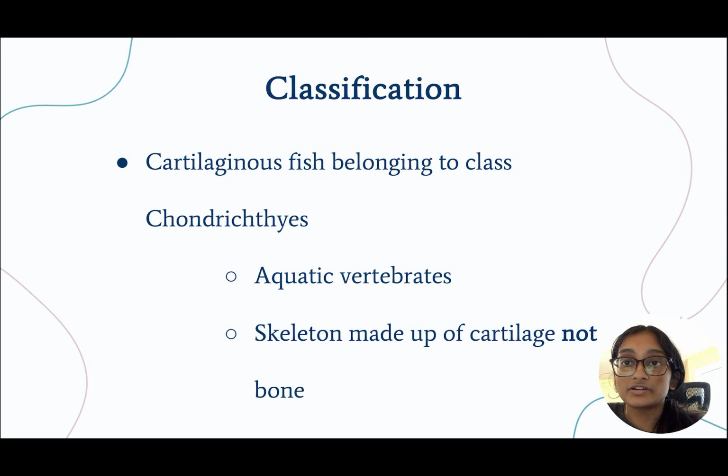Sharks are a type of cartilaginous fish belonging to the class Chondrichthyes. They are known as cartilaginous fish because instead of containing bone in their body, they contain cartilage. Cartilage is much more flexible and durable than bone. Bone is more tightly packed together. The reason why this is important is because since cartilage weighs less and is more flexible, it helps sharks to stay buoyant. Additionally, sharks are aquatic vertebrates.